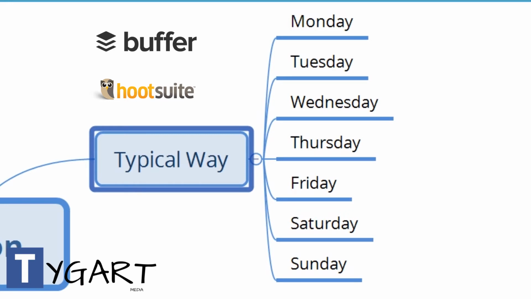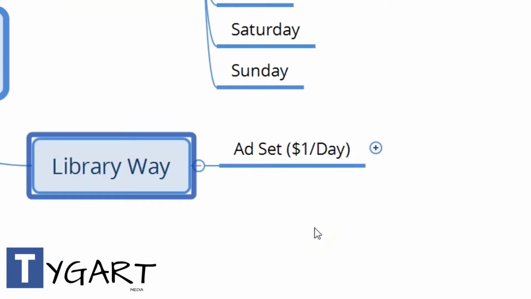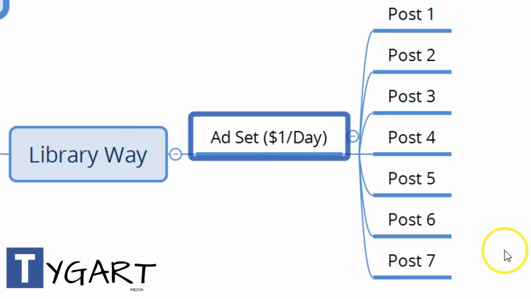What I do is I do the library way. So for as little as $1 a day, you can create an ad set. And what you do is you can throw up to 50 posts or 50 ads, 50 videos, 50 whatever, into an ad set for as little as $1 a day.